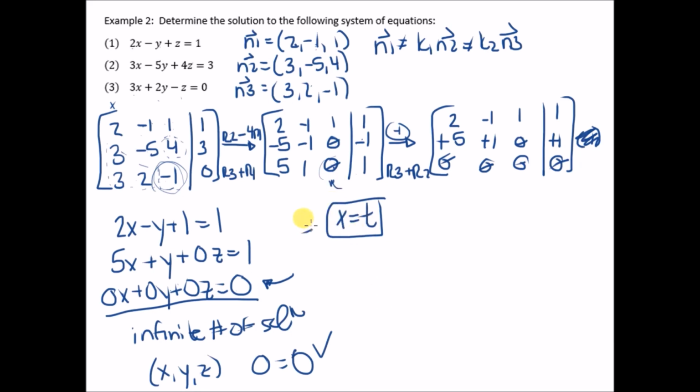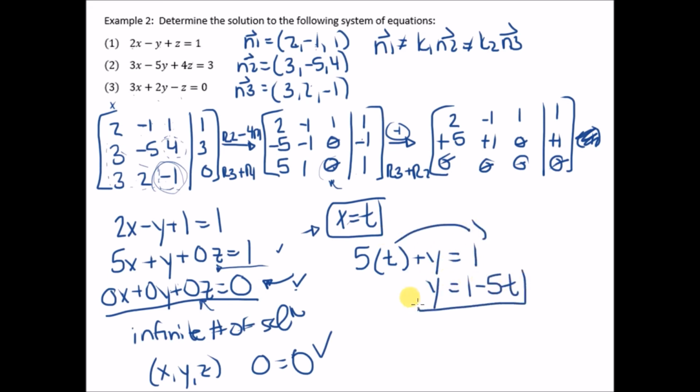This is a little bit different. We don't want to sub in a parameter for z because we have a 0z here. So I'm just going to sub in a parameter for x, which is totally okay. So parameter equals x, that will give us our equation for row 3. Now let's do row 2. So we have 5x plus y equals 1. Bring that over, y equals 1 minus 5t. So we have two of the parametric equations.